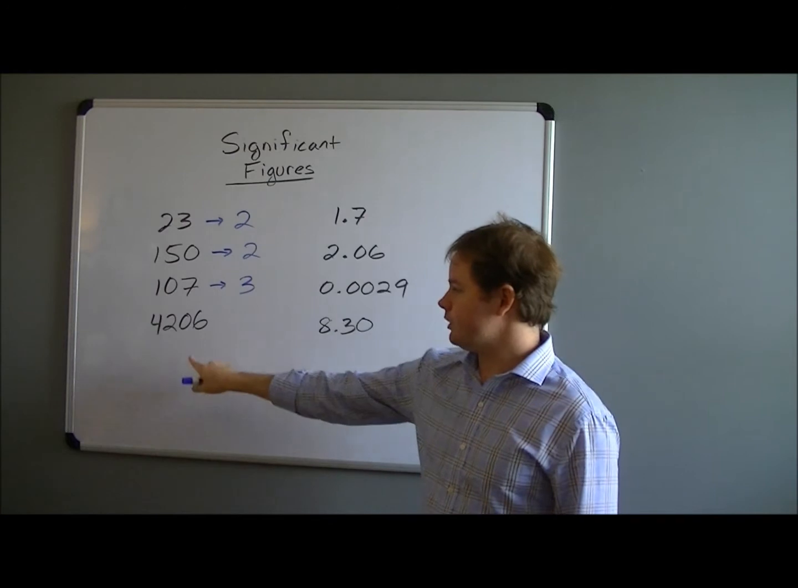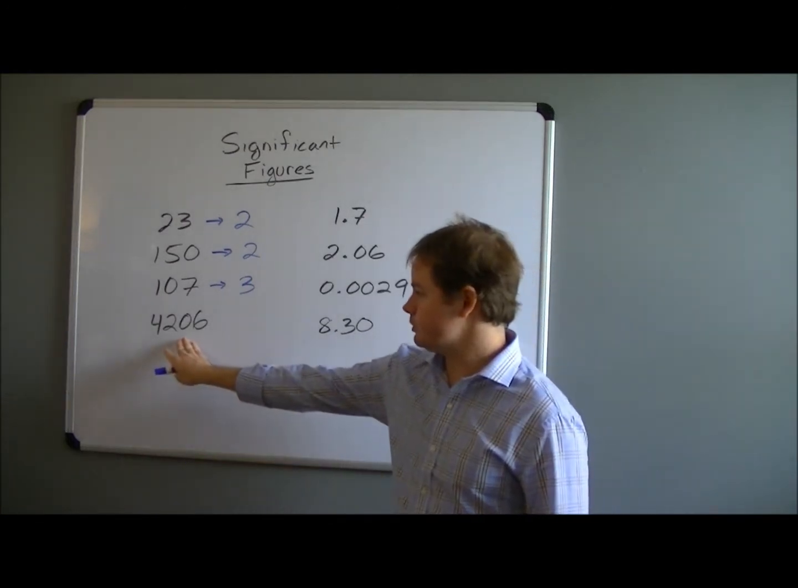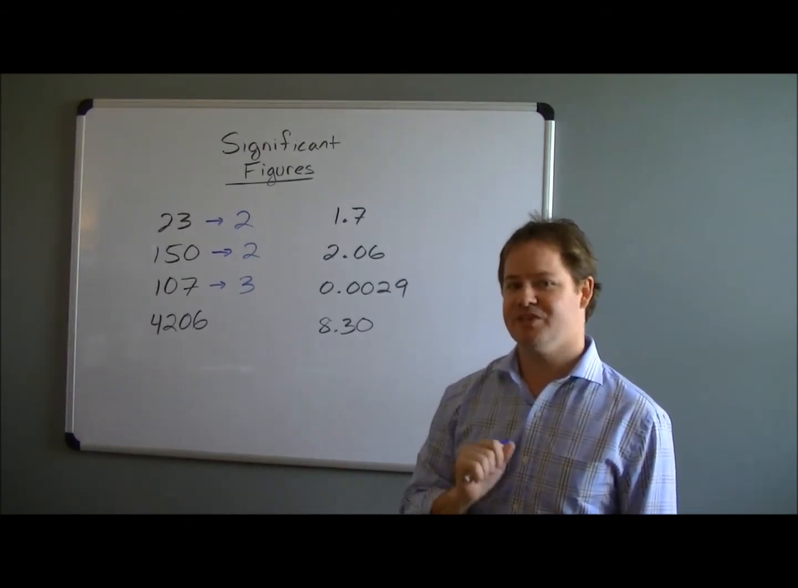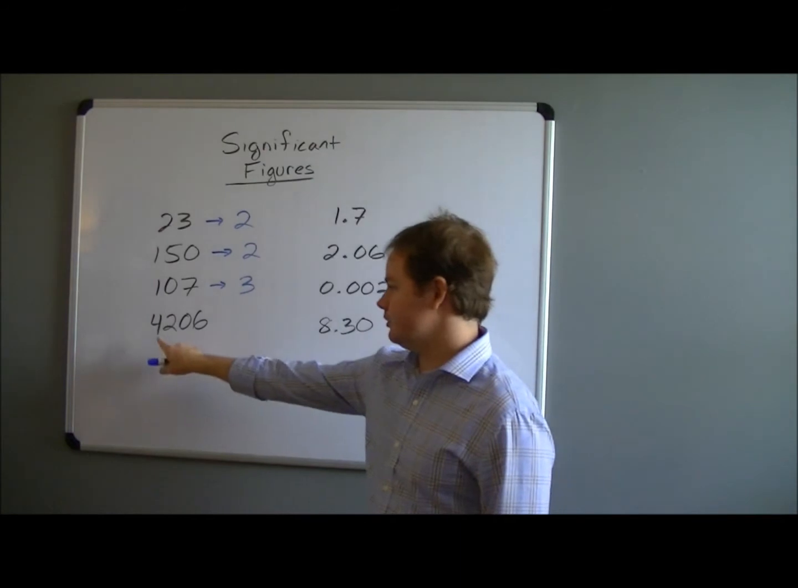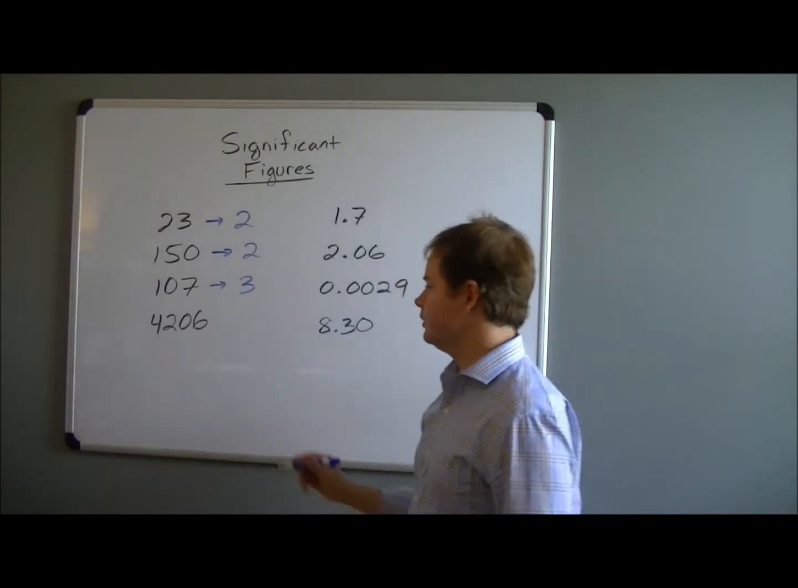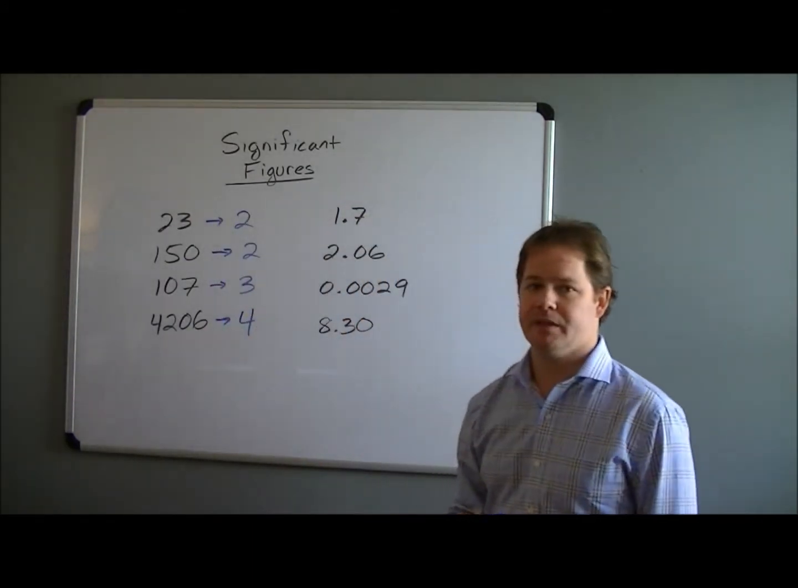Let's try that out on this last example and see if you can do it on your own. So how many significant figures do we have in 4,206? If you said 4, you're correct. The 4, 2, 0, and 6 all count because the 0 is in the middle. So we have 4 significant figures in that example.